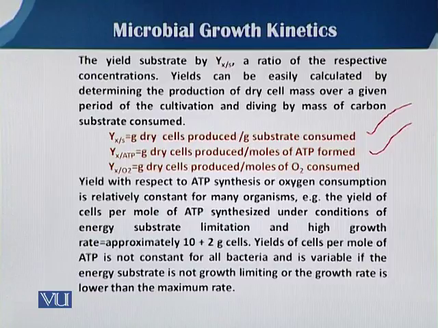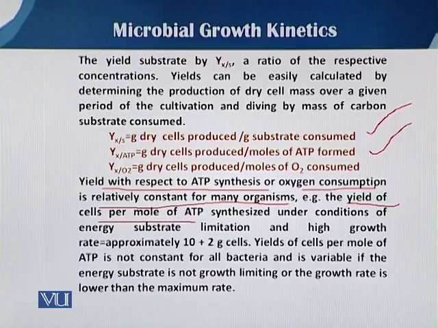The yield coefficient can also be determined with respect to the oxygen concentration utilized when the biomass is produced. So in these three cases, we can see that the yield with respect to ATP synthesis and oxygen consumption is relatively constant for many organisms, at approximately 10 plus or minus 2 gram of cells per mole of ATP synthesized under conditions of energy substrate limitation and high growth rate. But the yield of cells per mole of ATP is not constant for all bacteria. It can vary.